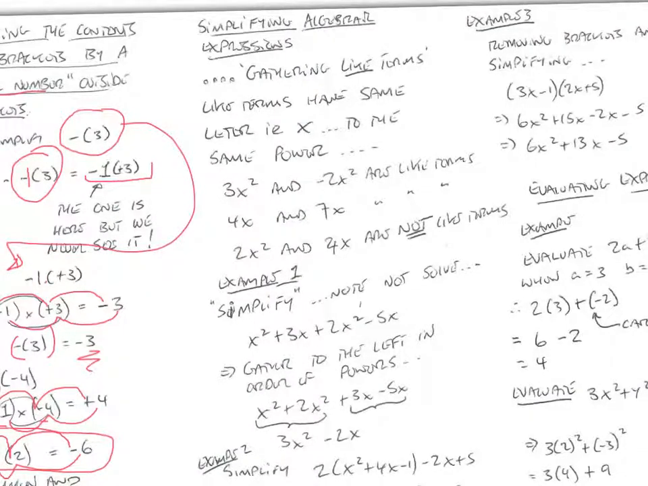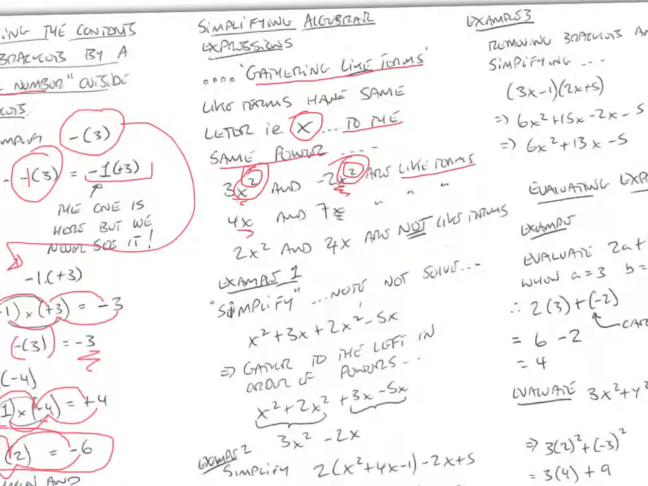So now we'll look at simplifying algebraic expressions, which is all about gathering like terms. But what is a like term? Well, like terms have the same letter, and those same letters are raised to the same power. So 3x squared and minus 2x squared, the x is the same, and they're both raised to the same power. They're like terms. The key being the x squared is the like term there.